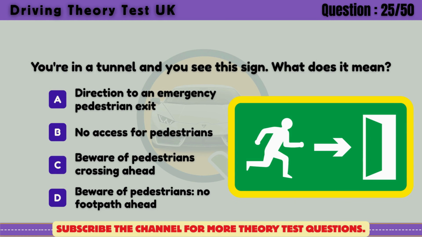Question 25. You're in a tunnel and you see this sign. What does it mean? Option A. Direction to an emergency pedestrian exit. B. No access for pedestrians. C. Beware of pedestrians crossing ahead. D. Beware of pedestrians. No footpath ahead.